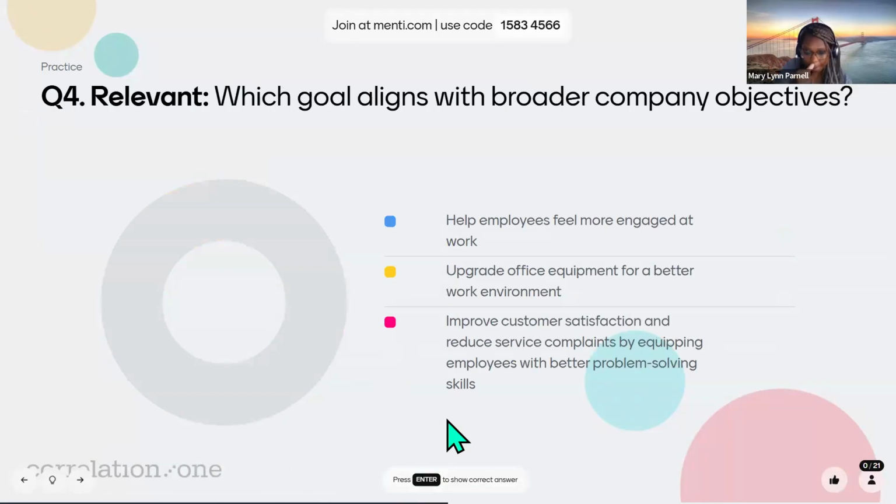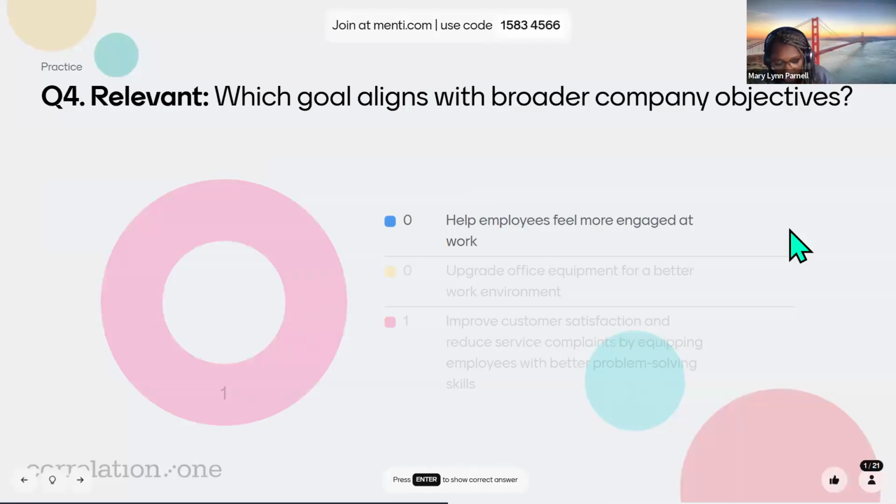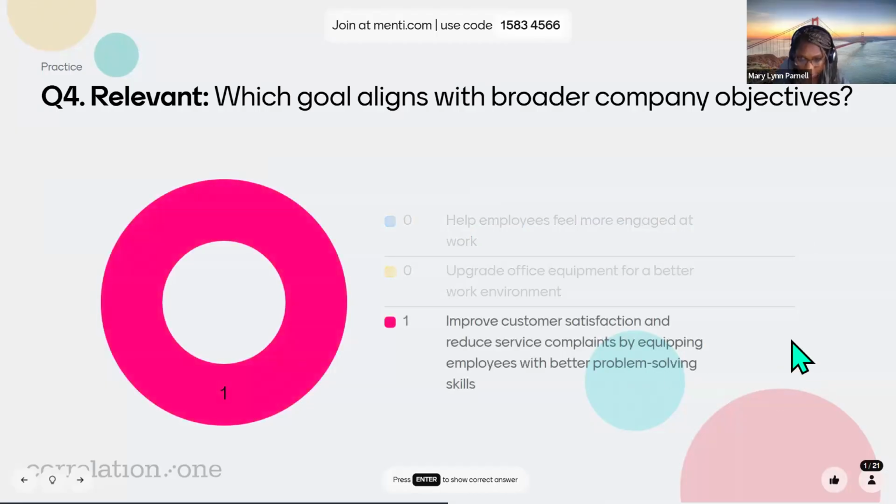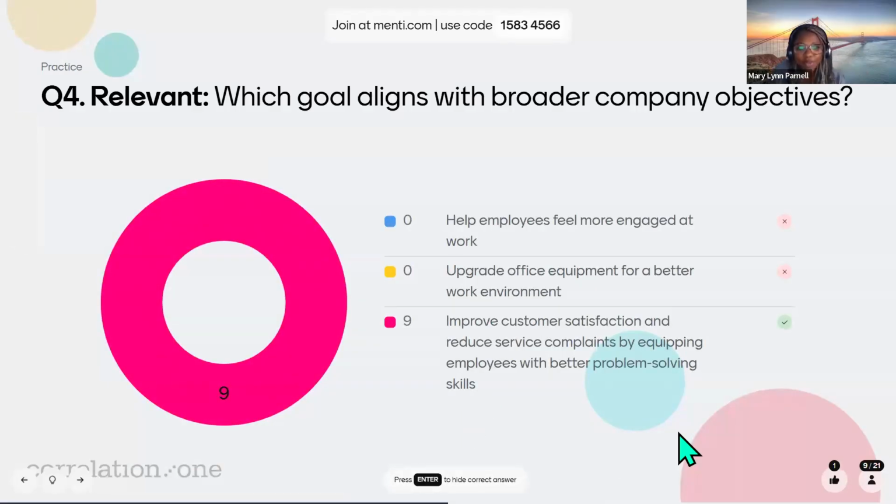Which one makes this goal relevant? Which goal aligns with the overall broader company objective? Helping employees feel more engaged, improving customer satisfaction and reducing service complaints by equipping employees with better problem skills, or upgrading office equipment for better work environment. Which makes this one relevant? Landslide again. Absolutely. Yes, improving customer satisfaction and reducing service complaints by equipping employees with better problem-solving skills.